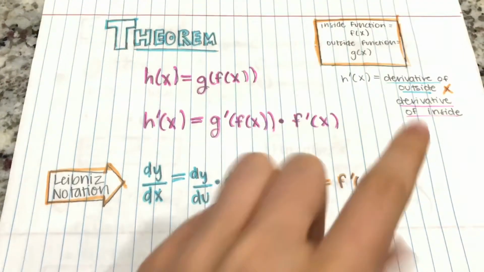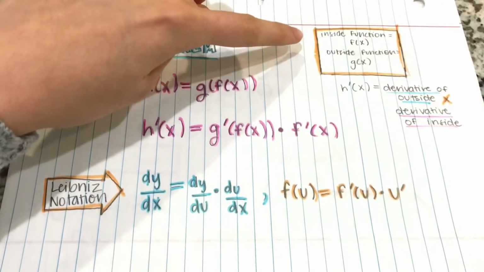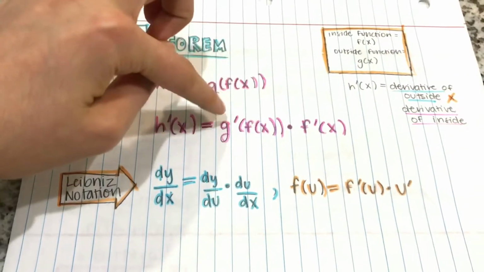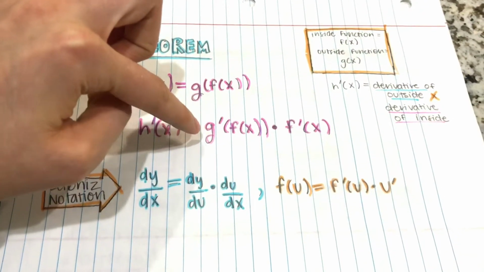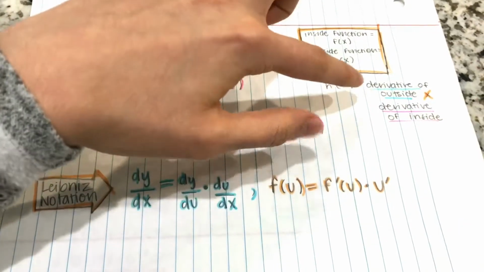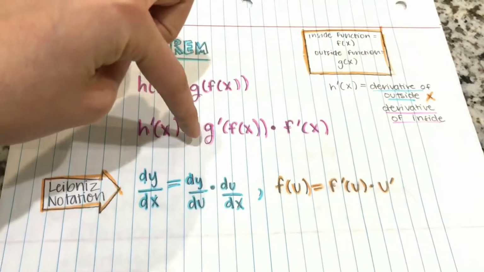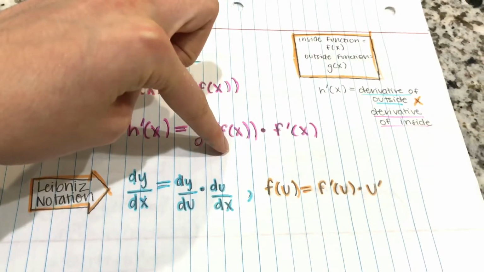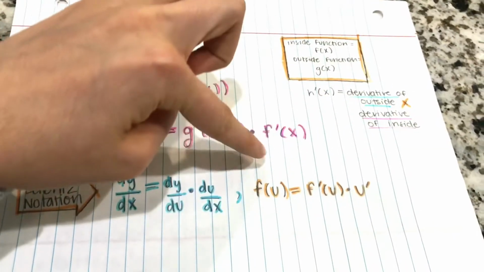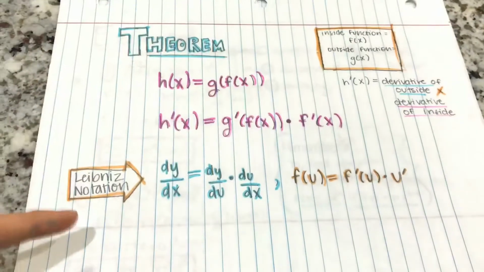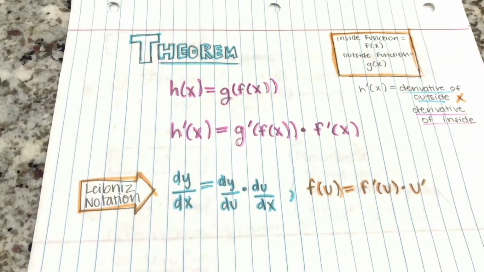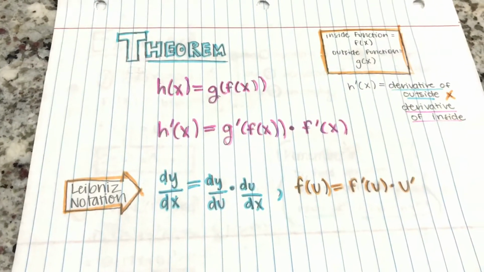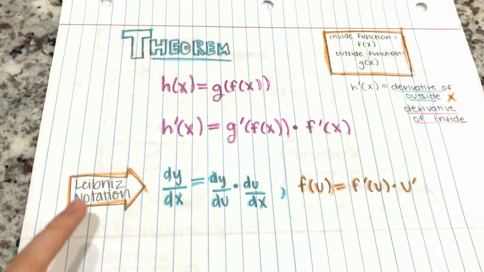A main thing that you really want to keep in mind whenever we're doing the chain rule is that the inside function in this case is f of x and the outside function is g of x. Another way to word this is that h prime of x equals the derivative of the outside, evaluated at the original, times the derivative of the inside. Another way to put this, also seen in our textbook and other platforms, is this notation.